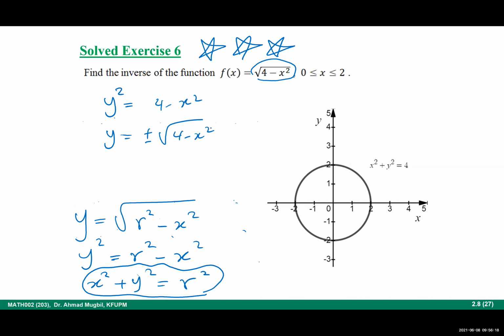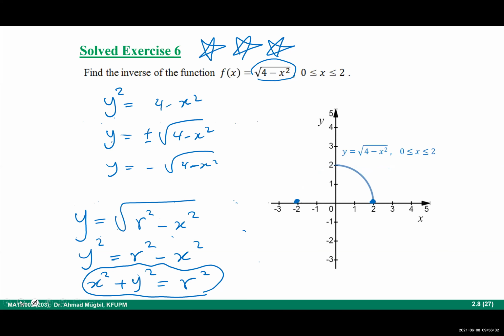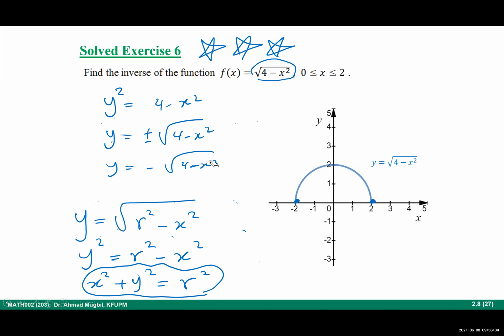The positive square root of 4 minus x squared will be the upper part, because y is positive. And the other one, you have two functions now. The other function is the lower part. But if you take the lower part, or the upper part, it is not one-to-one by the horizontal line test. So it has no inverse. We cannot talk about the inverse. So what we will do, we need more conditions.